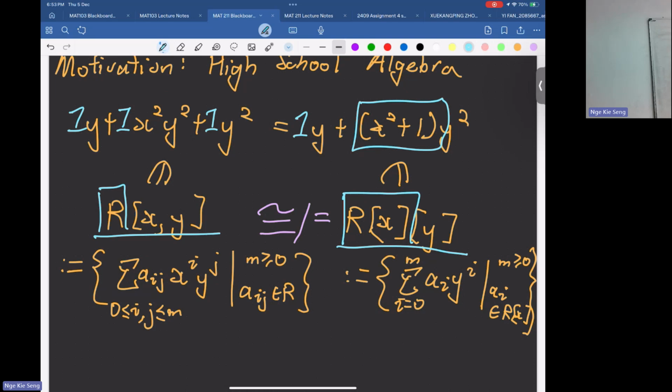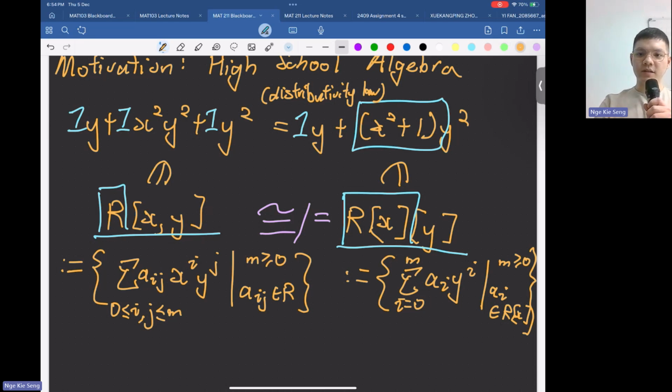Why can you do the factorization? Why can you do it? Actually, it is because of distributivity. They are equal by the distributivity laws. Actually, they are the same. My earlier remark was wrong. They are equal by the distributivity law. Okay, any questions?